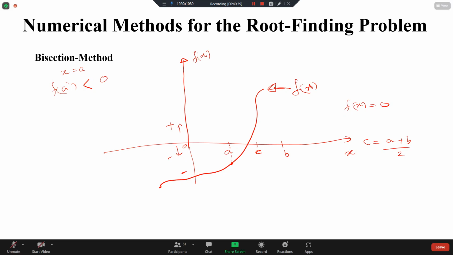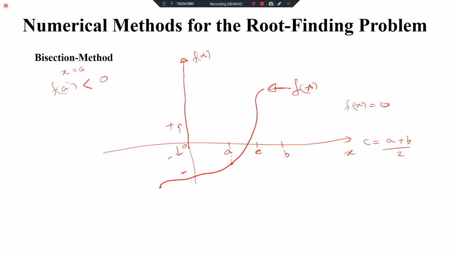It is less than 0, no? For the f(b) it is. Is this difficult to understand? This is greater than 0. Yeah. This is greater than 0, no?